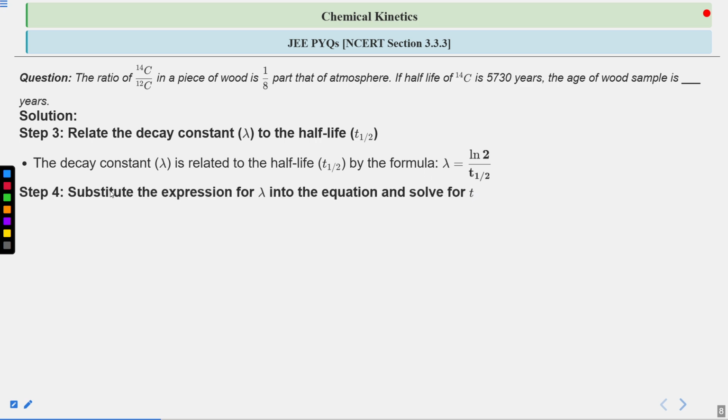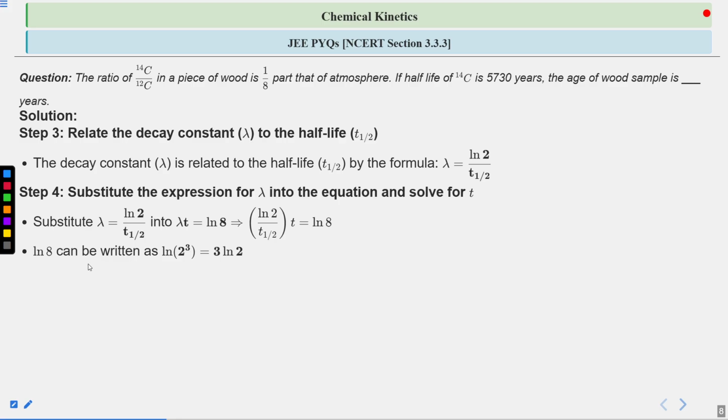Now step 4 includes substituting the expression for lambda into the equation and solving for the time t. Okay, so this lambda we have identified as ln2 by t half. We substitute this into the equation and then solve for the time which we have to find out. So when you substitute lambda equals ln2 by t half into the lambda t equals ln8 equation, we will get ln2 by t half, that is lambda, multiplied by t equals ln of 8, right?